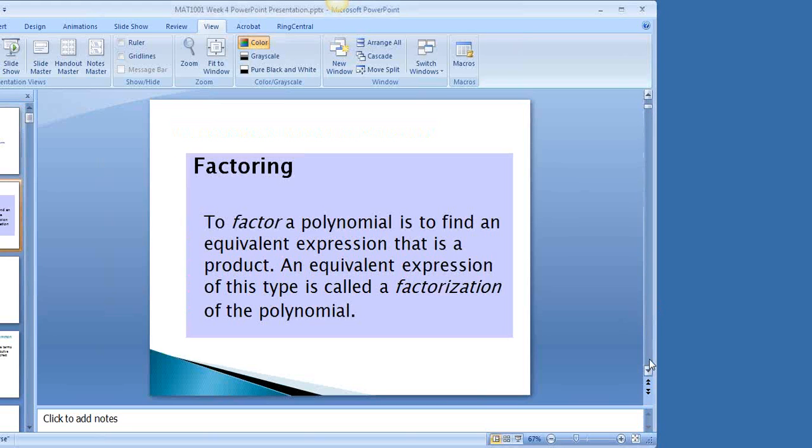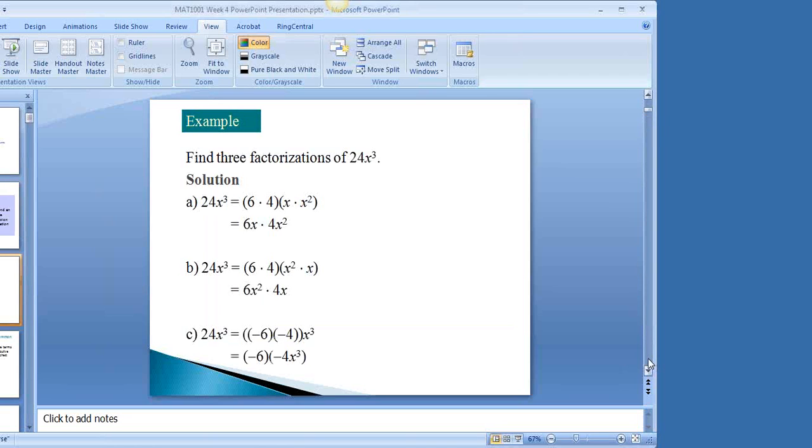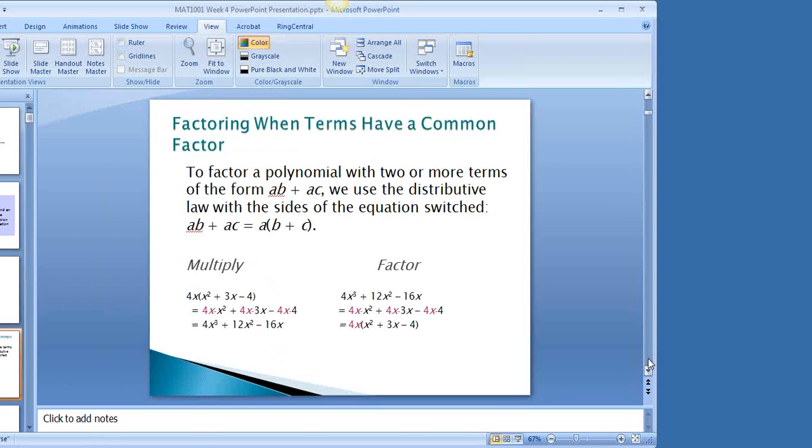All right, so factoring is just breaking up something into its factors, which makes sense. So this is an example of breaking up 24x to the third into factors, and notice how there's a lot of answers. That will not be the case for what you do. This is just showing you what factors are, but you're going to see something more like this.